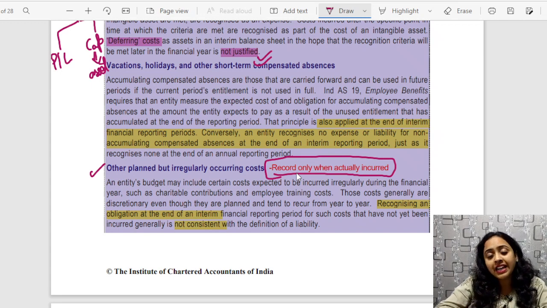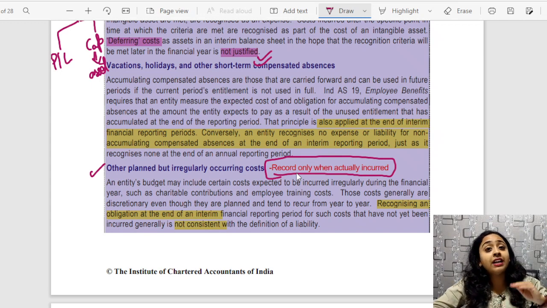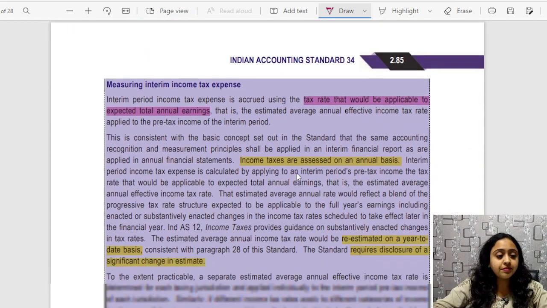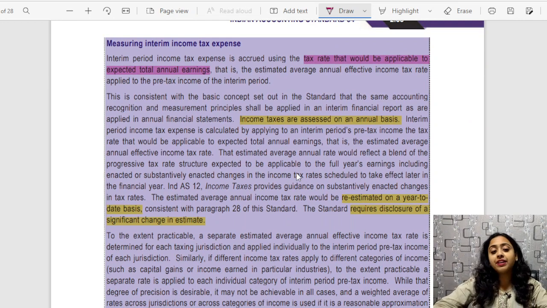If you are planning it, if you have intentions to do so, or any probability is there, you will not be recording such amount. And if it is incurred, you have no right to defer it or anticipate it. Okay. Next, measuring interim income tax expenses.